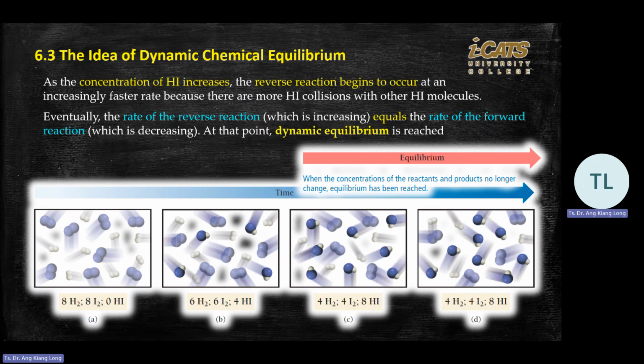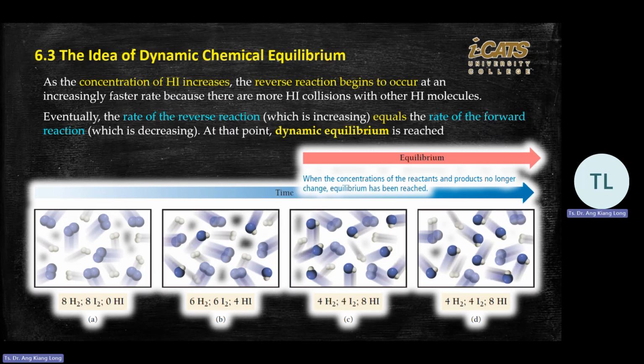So in diagram C, it might be H2 and I2 to HI. However, when it comes to D, it can be from the HI to H2 and I2. But the concentration is the same, right?